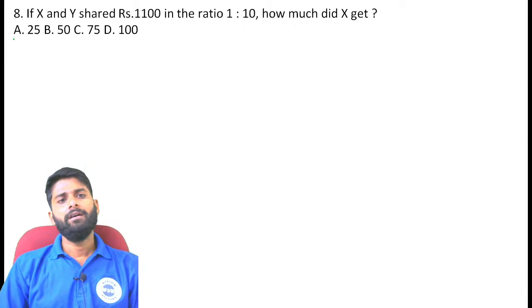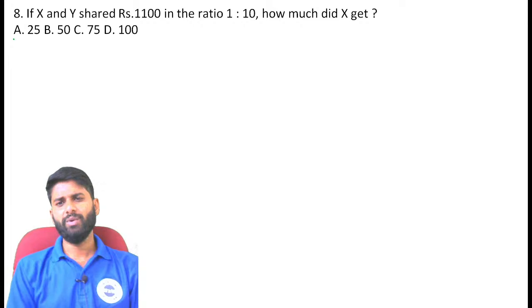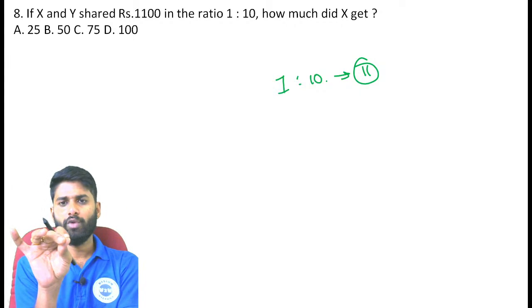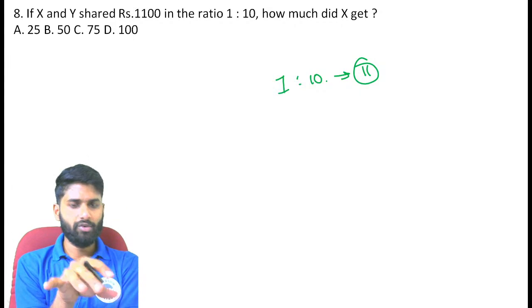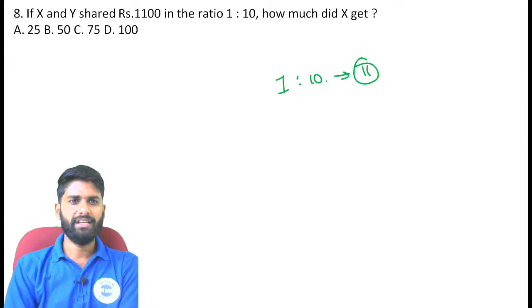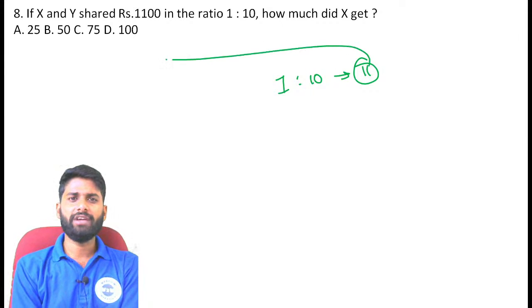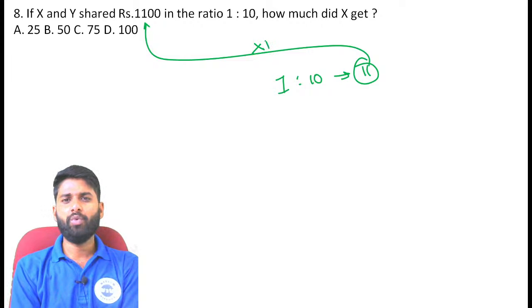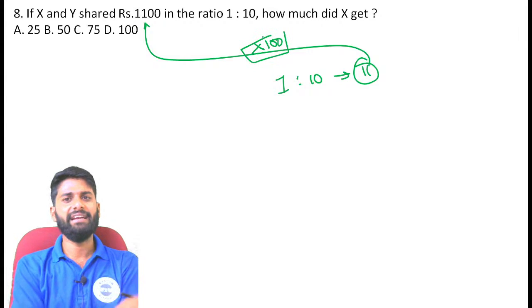Simple question. X and Y shared 1100 rupees in the ratio of 1 is to 10. So again, what I mentioned: 1 is to 10 means we have 11 quantities. X is related to one quantity, Y is related to 10 quantities. Here, quantity you should compare with a number. Now see, 11 becomes 1100, so each quantity can be represented by 100 numbers.